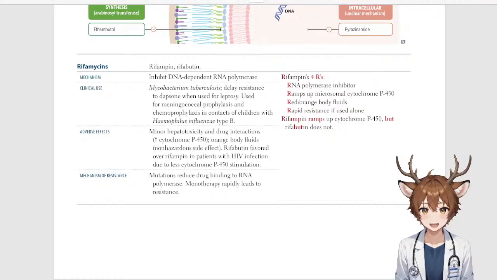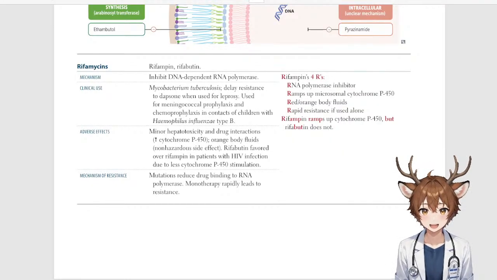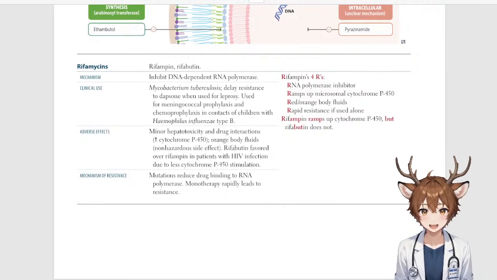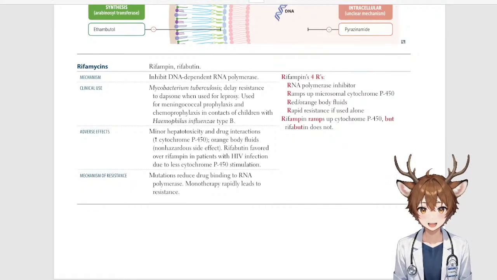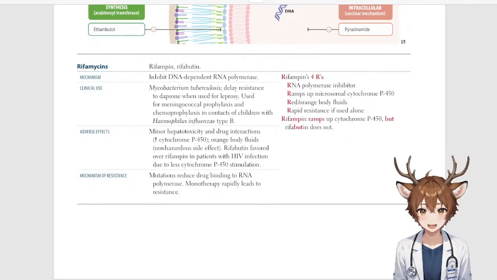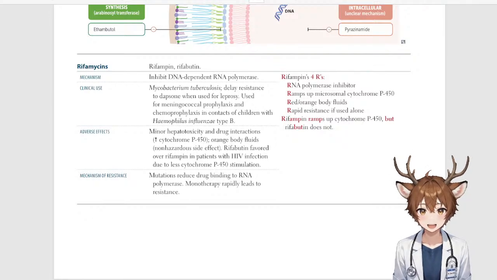Anti-tuberculous drugs. We have the drug, the mechanism, the adverse effects, and the notes. Let's talk about rifamycin: rifampin, rifabutin, and rifapentine. Mechanism: inhibits the DNA-dependent RNA polymerase, leading to decreased mRNA synthesis. Resistance arises due to mutations in the gene encoding RNA polymerase. The adverse effects: minor hepatotoxicity, drug interactions, CYP450 induction, and red-orange discoloration of body fluids, which is a non-hazardous adverse effect. Notes: rifabutin is favored over rifampin in patients with HIV infection due to less CYP450 induction. Monotherapy rapidly leads to resistance. Interesting.